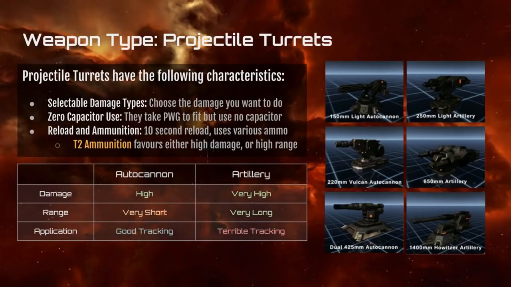Autocannons are the short-range weapon. They're very short range, however they are high damage, and they're good tracking. Not great tracking, but good tracking. And then there's artillery. And artillery suffers from terrible tracking, but very long range and very high alpha damage. And by alpha, we mean how much damage can you pump out on a single volley on first shot.